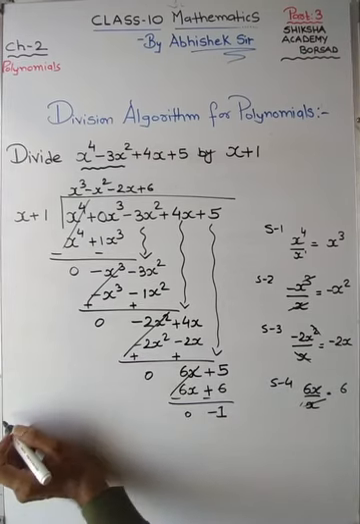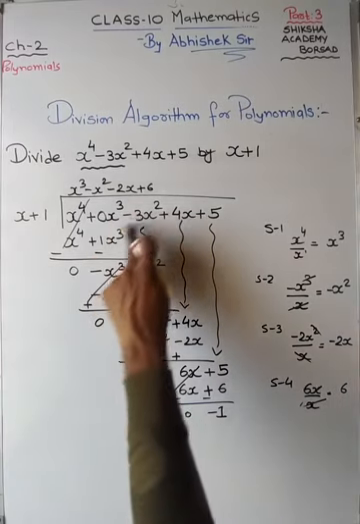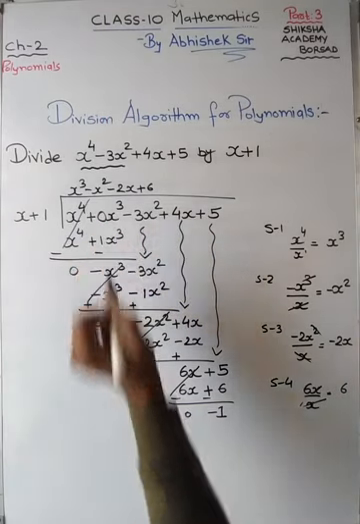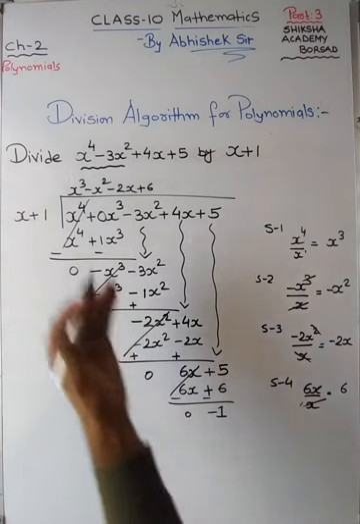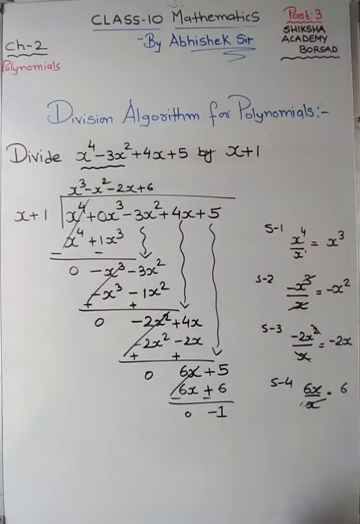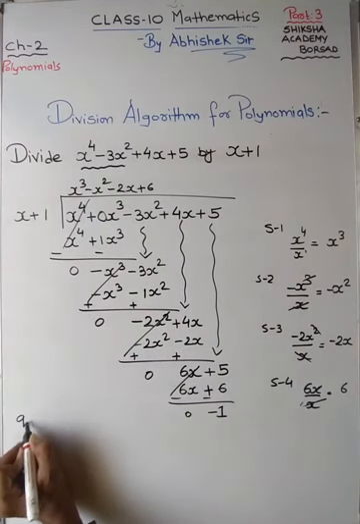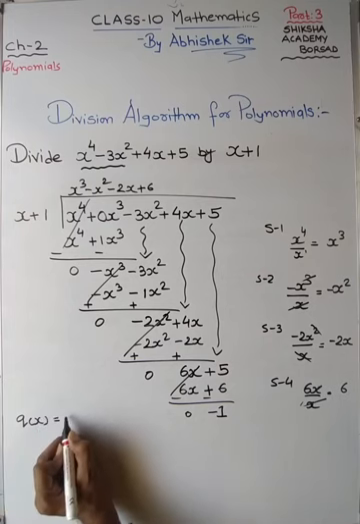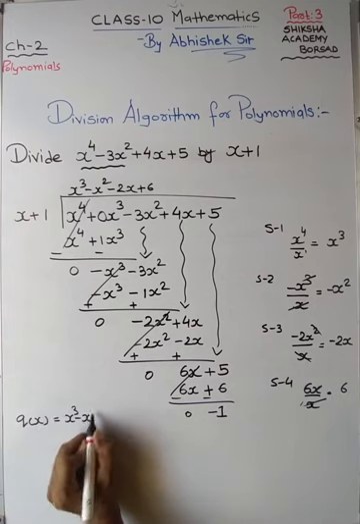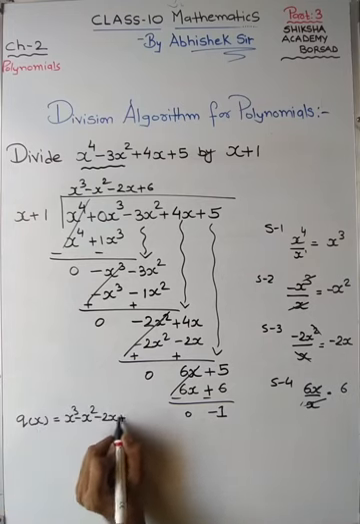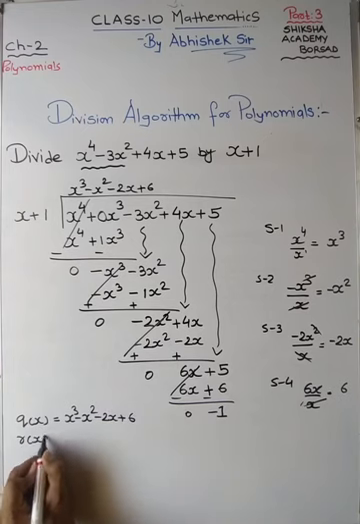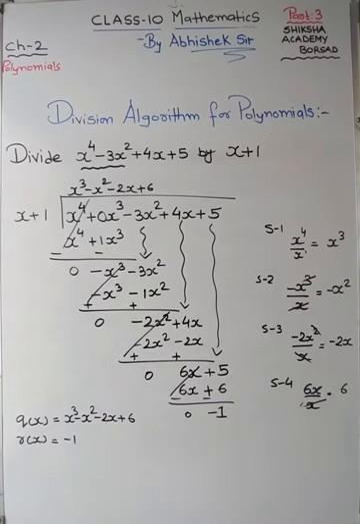So this is how, if in case any term is missing, you will put 0 for that term, so that it will help in the proper division process. So here we have q of x equals x cube minus x square minus 2x plus 6, and here we have r of x as minus 1.